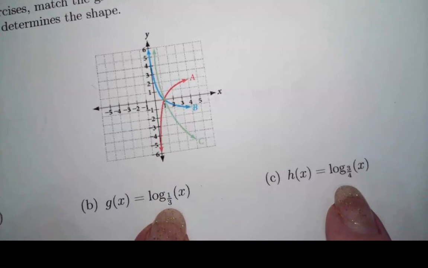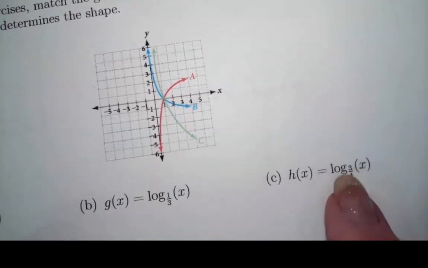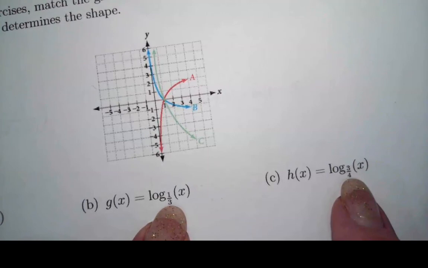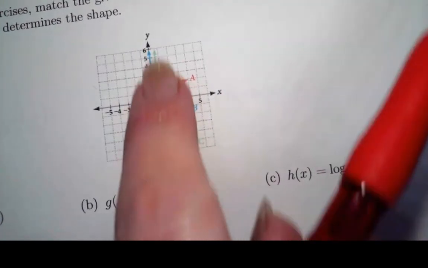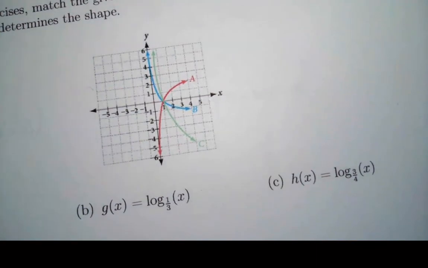So this is your green function, which is C. And this is, I just said it backwards. This is your green function, which is C. And this is your blue function, which is a third. So look at how steep he is here. Okay, and that tells you because the point (base, 1) is on the graph. Okay, so that is it for 5.2.